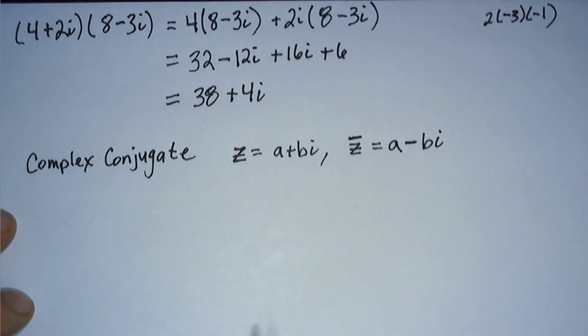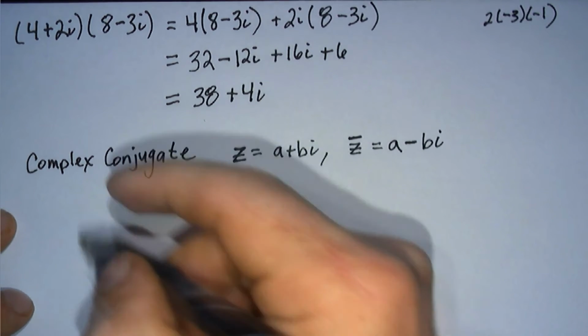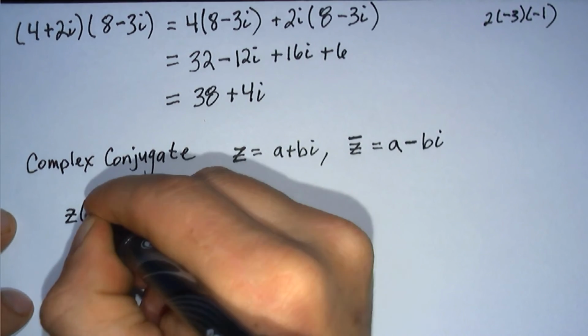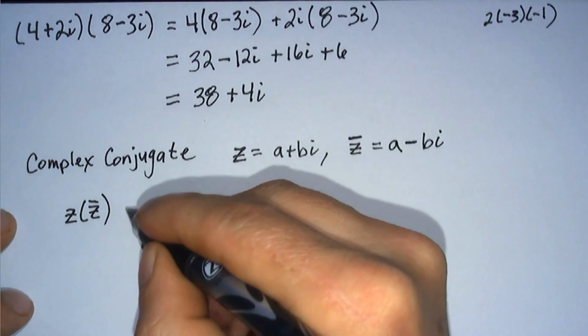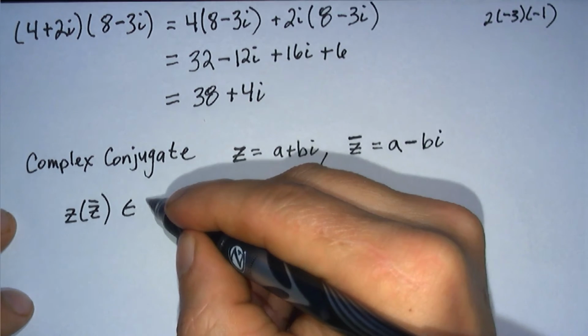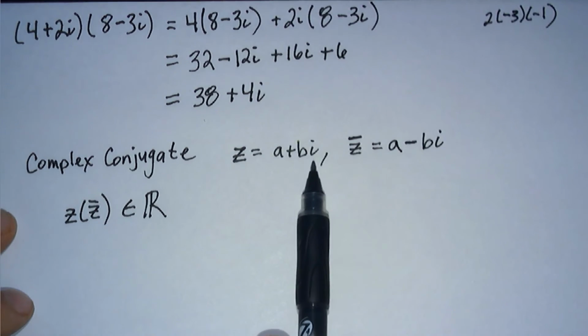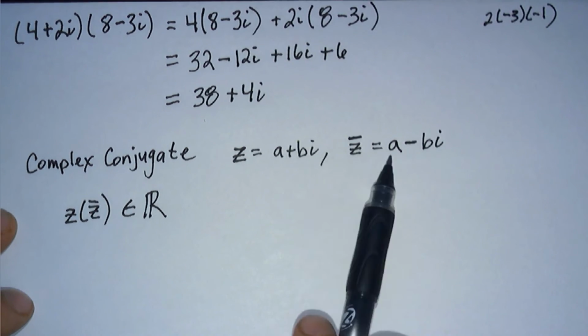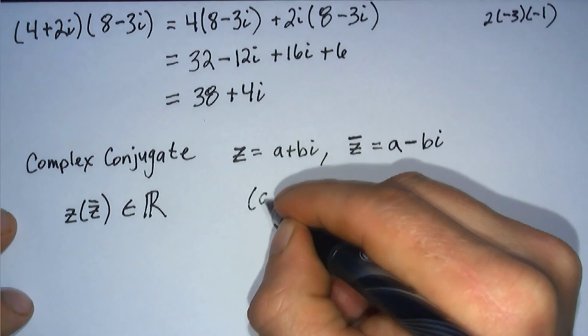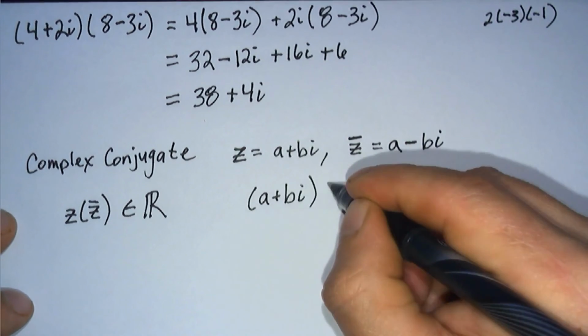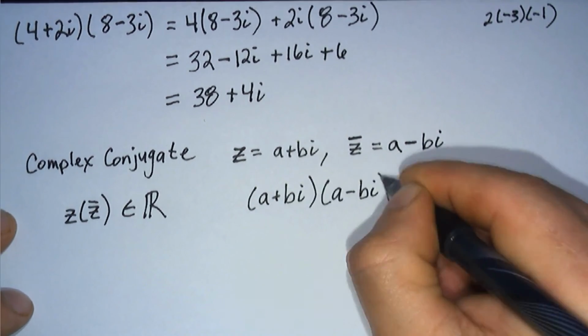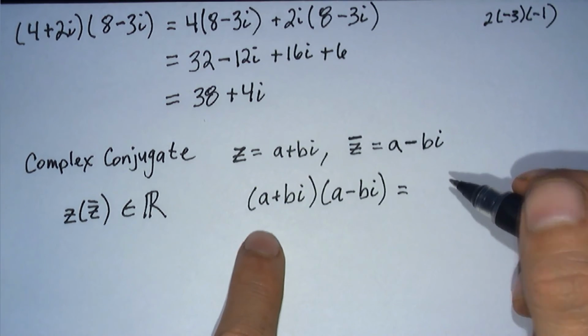Now, what's important about this is that z times z bar is always a real number. It's always a real number, and let's prove that. Okay, because look, it's the difference of two squares. So that means these two are going to cancel out when we FOIL it. Let's say this is a plus bi. We'll just multiply these two here. a minus bi is equal to, okay, so let's find a formula for this.